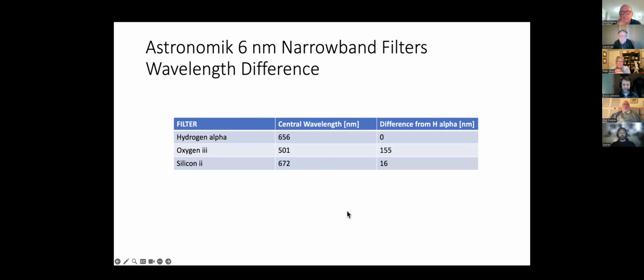And then I wanted to raise the issue of the difference between hydrogen alpha, oxygen 3, and sulfur, because there's quite a difference in wavelength between oxygen and hydrogen, and that might affect the scattering of the light a little bit. Sulfur is very similar to the hydrogen alpha. I said silicon, sorry, it's sulfur. I apologize.